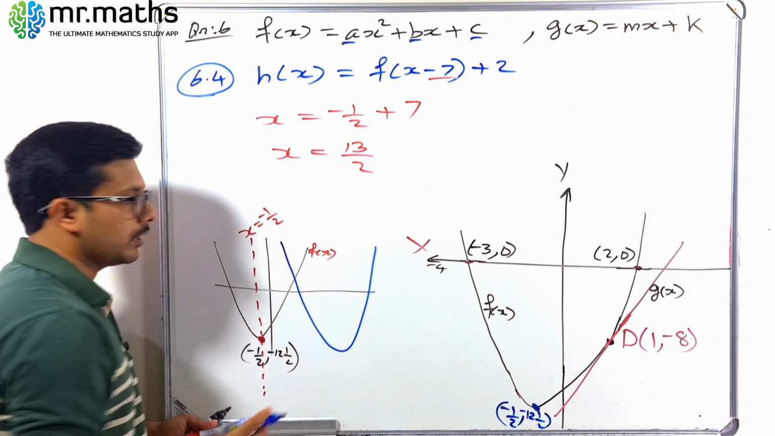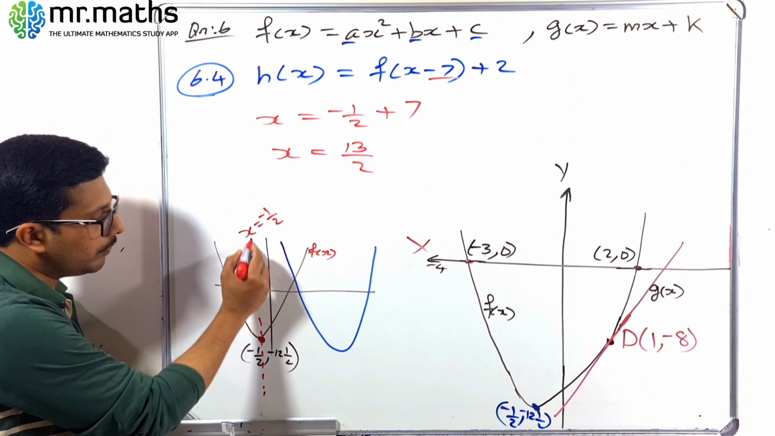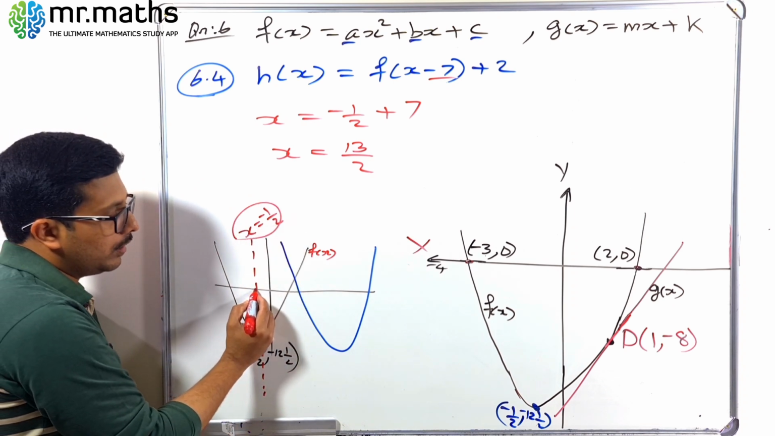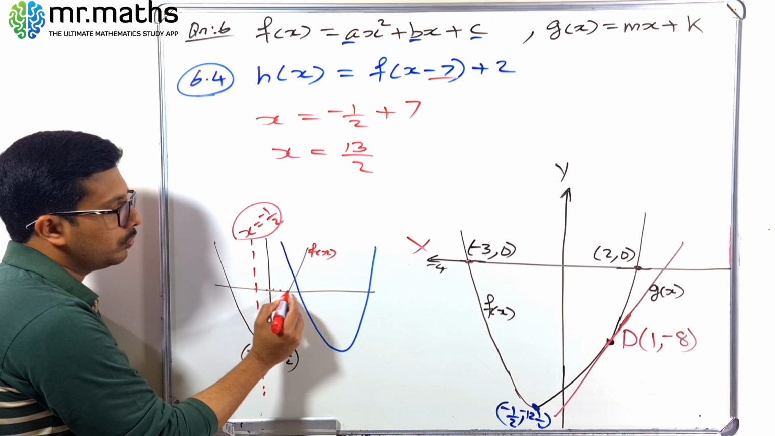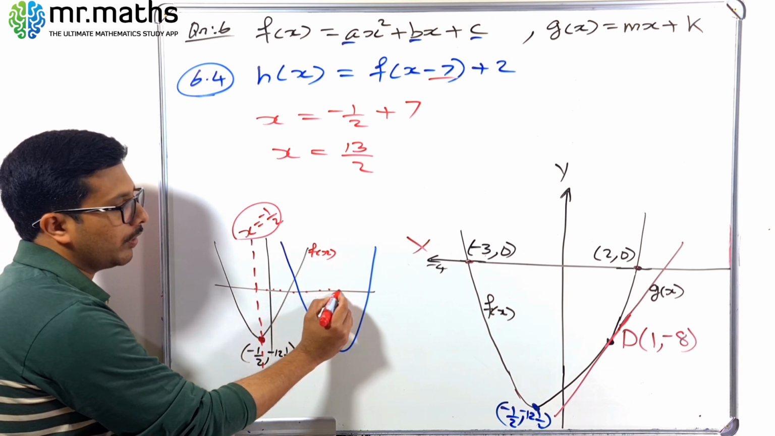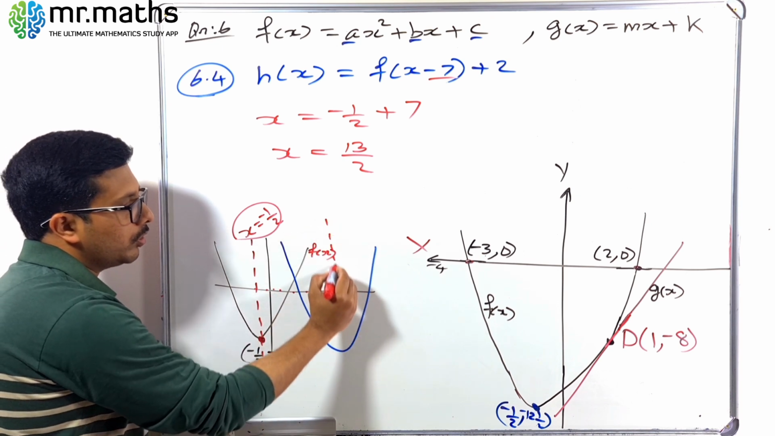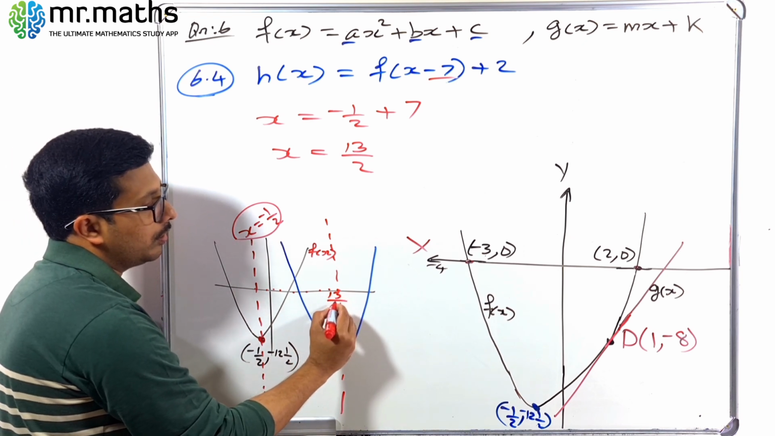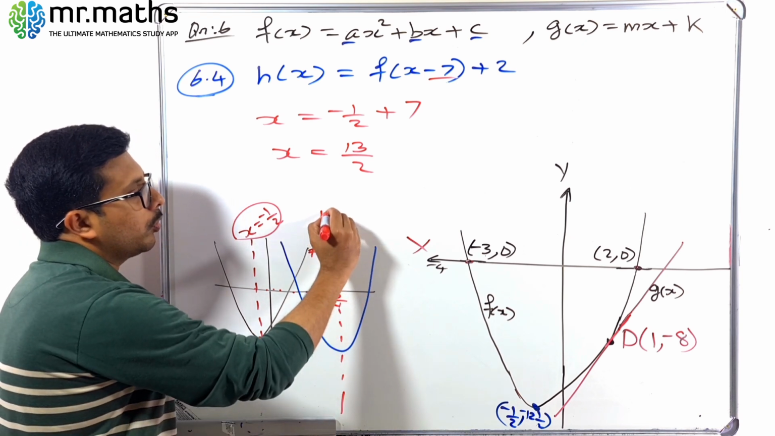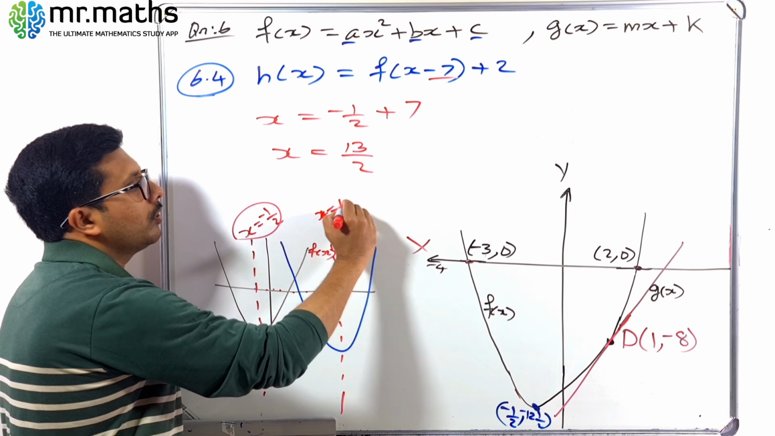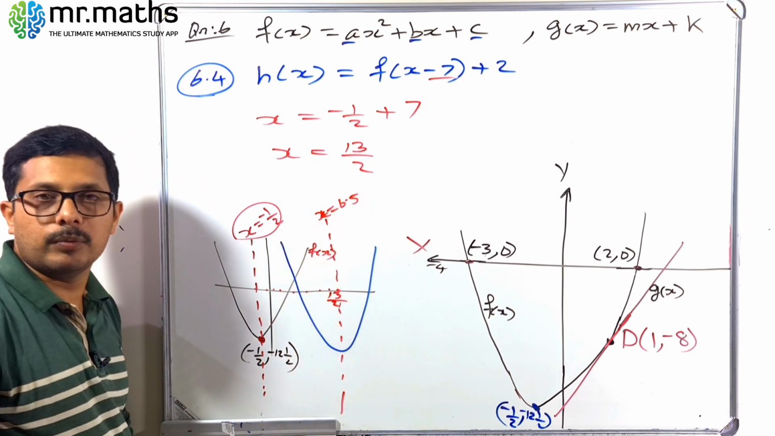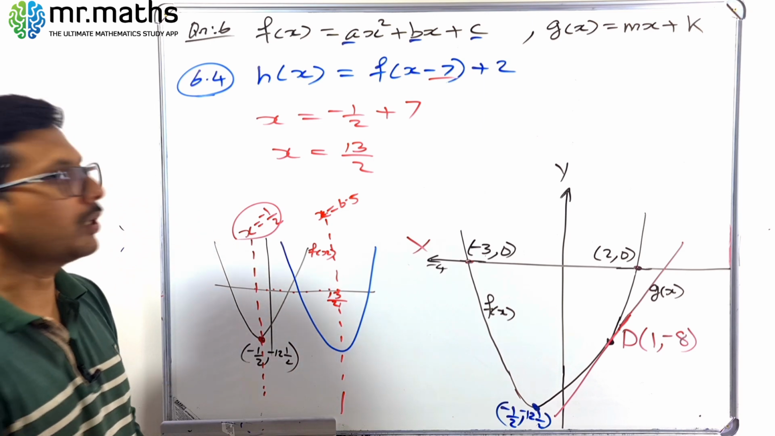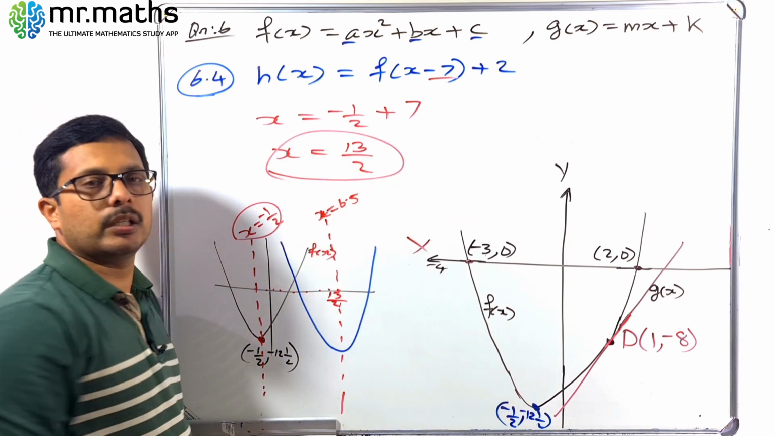Now this is 1. So from here, what is the equation x is equal to minus half? From here, 7 units: 1, 2, 3, 4, 5, 6, 7. Now the equation of the new axis of symmetry is 13 over 2 or 6.5. So x is equal to 6.5 or 13 by 2. So that is question number 6.4. The answer is x is equal to 13 by 2.